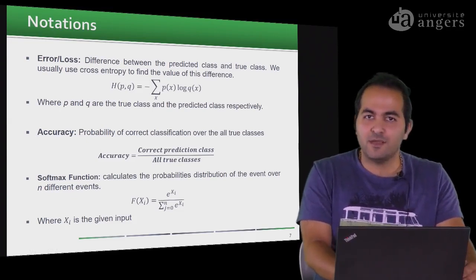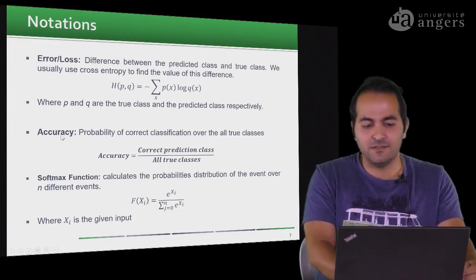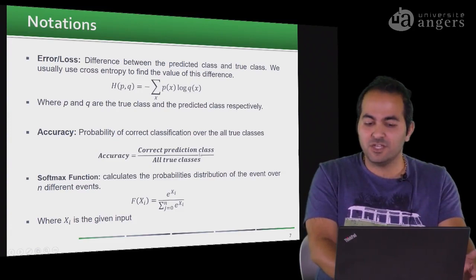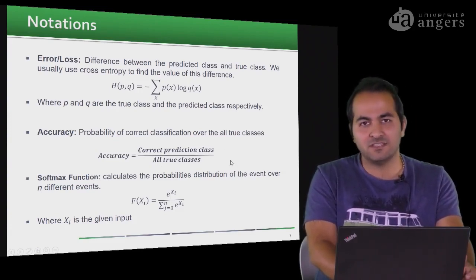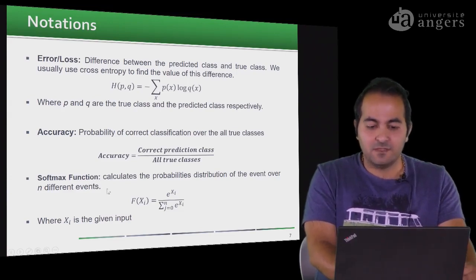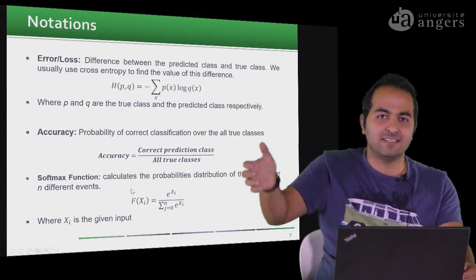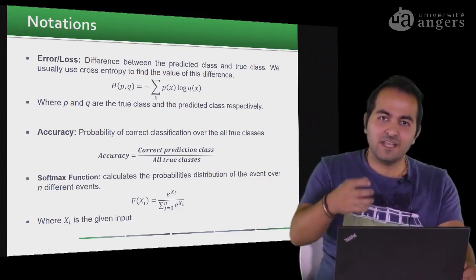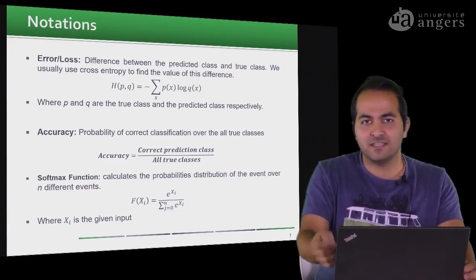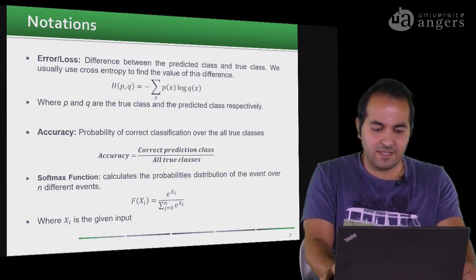So the next one is accuracy. Usually if you have a look at the deep learning papers, you will see these two notations, error and accuracy. The accuracy is the correct classification over all true classes. So you have the correct prediction classes, and you have all true classes, and the ratio that we get is reported as the accuracy. And the last one is the softmax function. Actually it calculates the probability distribution of the event over n different events. So for example, when you have 10 classes, it will calculate the probability of each class, and it gives the maximum probability to the class that the network thinks is the true class. We will also talk about this in more detail later.